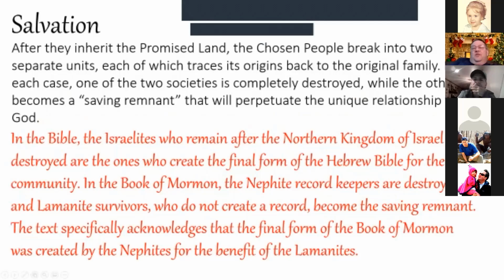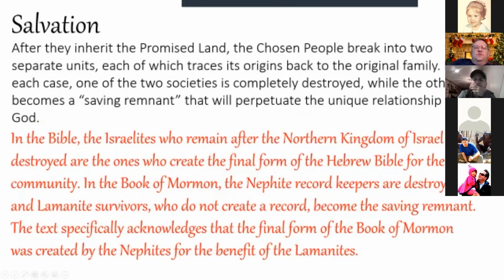After they inherit the promised land, the chosen people break into two groups. But in the Bible, the Israelites who remain after Israel is destroyed are the ones that create the final form of the Hebrew Bible for their own community. In the Book of Mormon, it's the destroyed people who create the final form of the text for the people who destroyed them. That's an interesting switch.